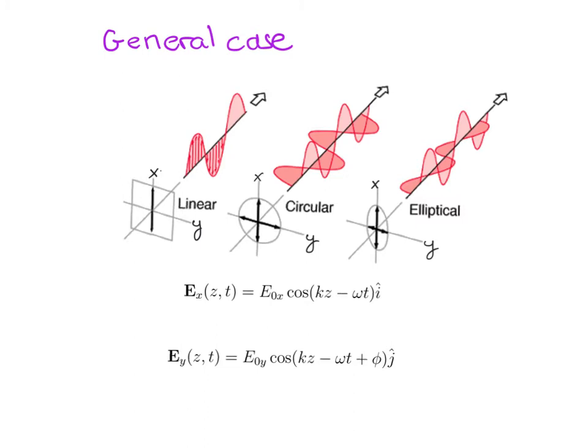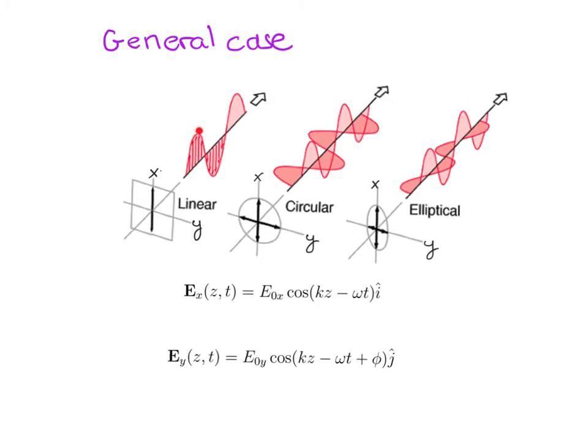So the more general case again is represented by these two equations here: the x component and the y component. X component directed along i hat, y component directed along j hat. And now these different components in general have different amplitudes, which we're going to call E naught sub x and E naught sub y. And the phase difference between the x and the y components is going to be denoted by this phase angle phi.